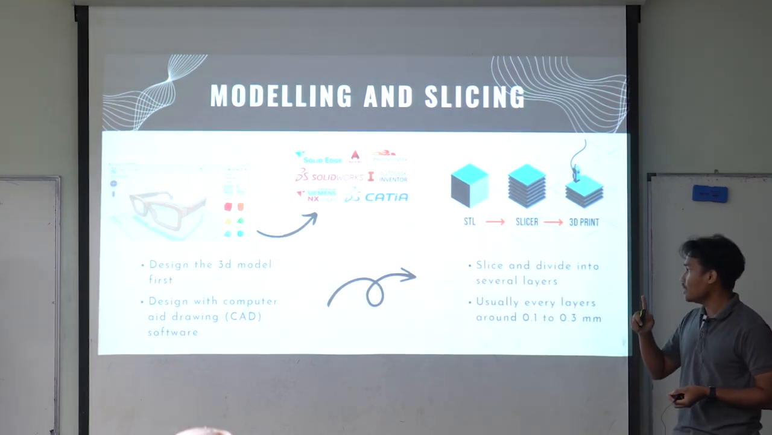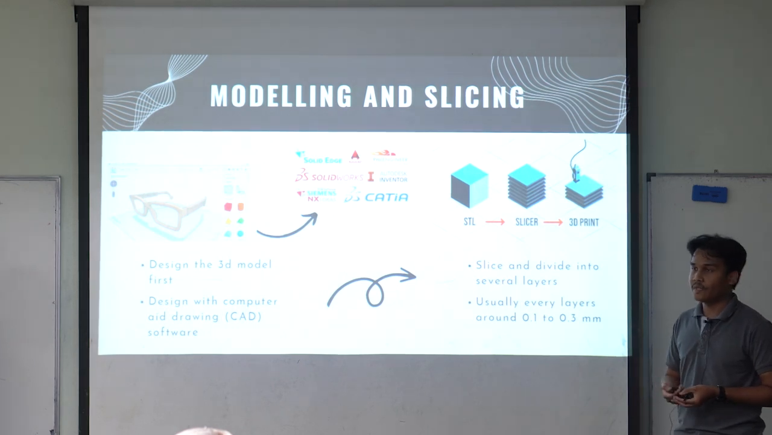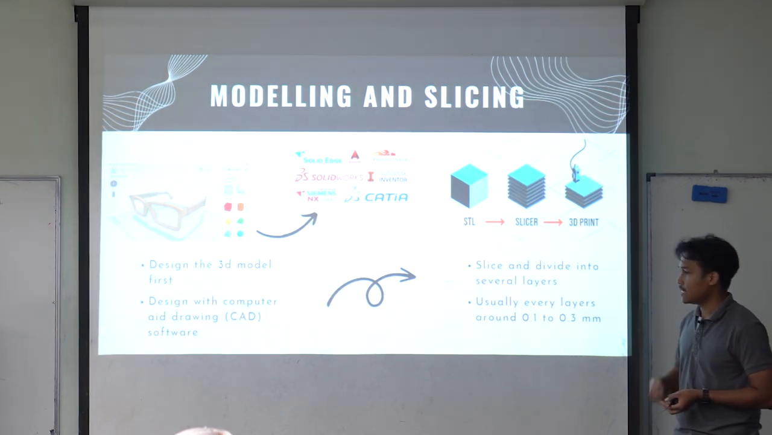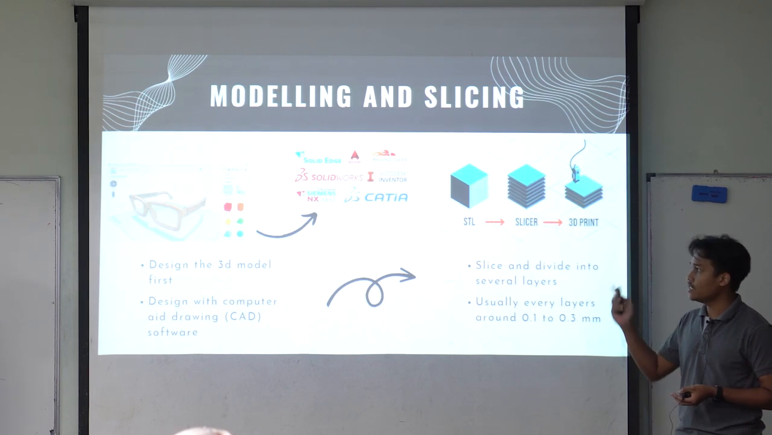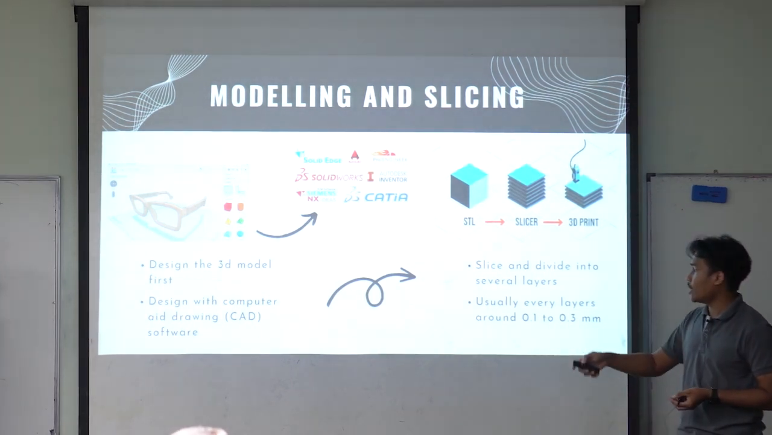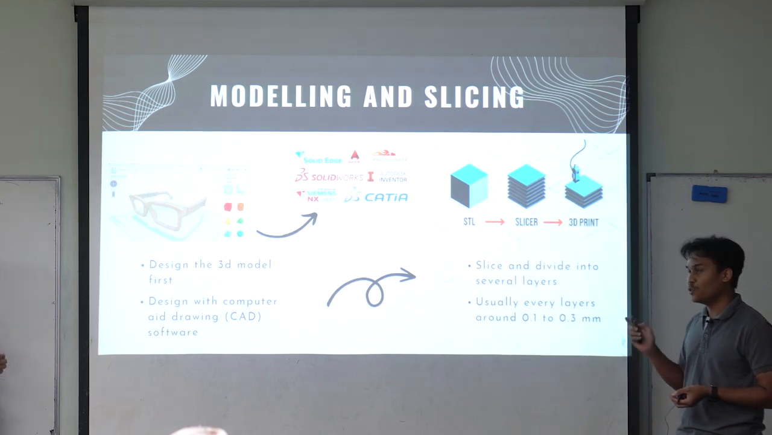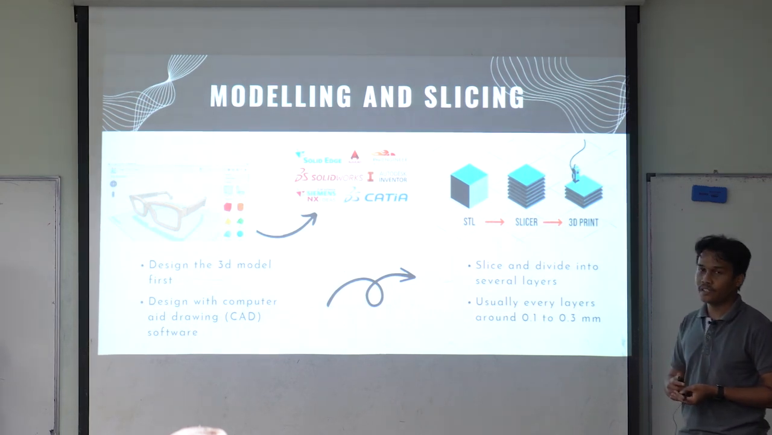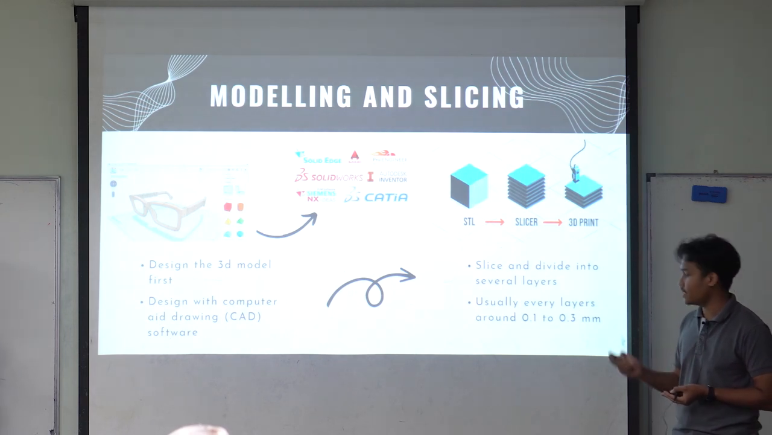So we need to use software, for example, Ultimaker Cura. We can import the design that we designed before using the CAD drawing into Ultimaker Cura, and then it will slice it into several layers. And usually every layer has a thickness of 0.1 millimeters to 0.3 millimeters.